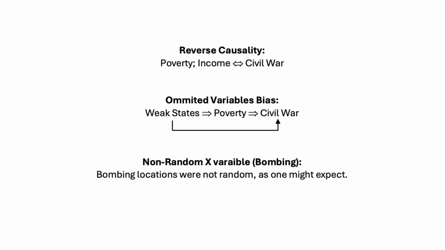So when we think of bombing and wars, air forces don't just drop bombs on random areas. They have targets, they have reasons, and this basically makes our X variable, the bombing of Vietnam, non-random. And this leads us into our empirical strategy.